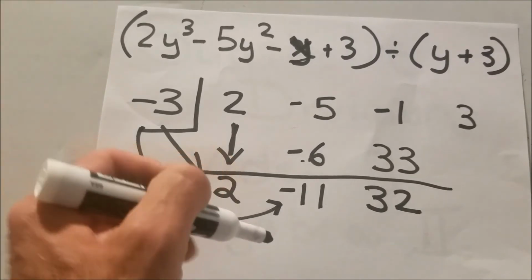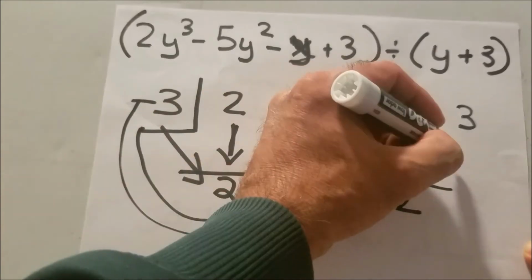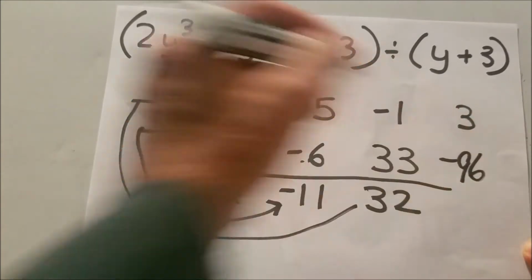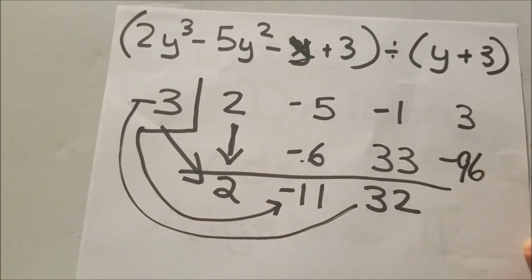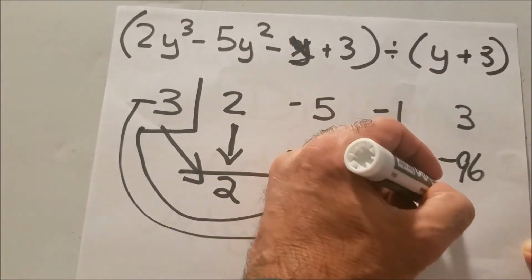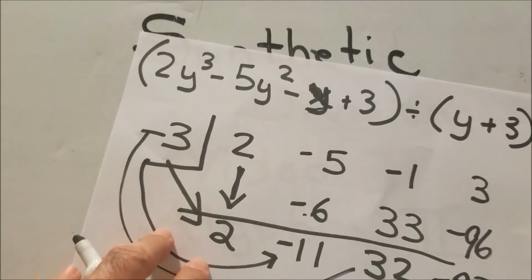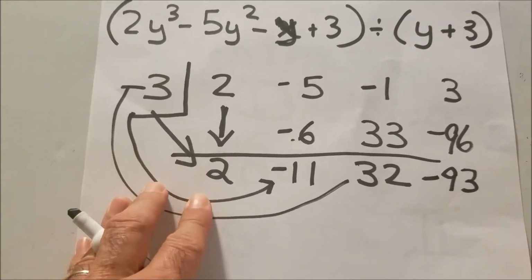Okay, we're going to multiply again. We're going to have negative 3 times 32, which is going to give us a negative 96. Okay? And then we bring it up, we add, and we're going to get a negative 93. And that's our remainder. We have our remainder already.